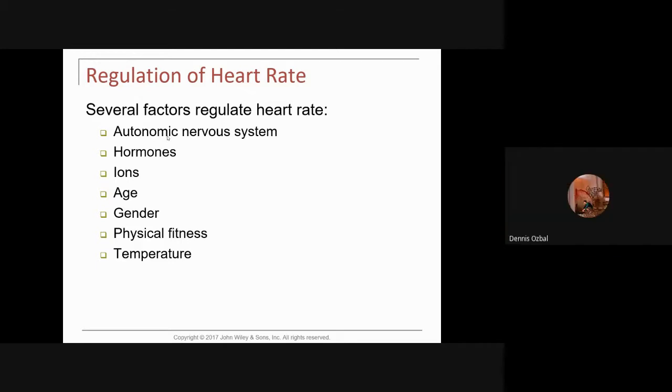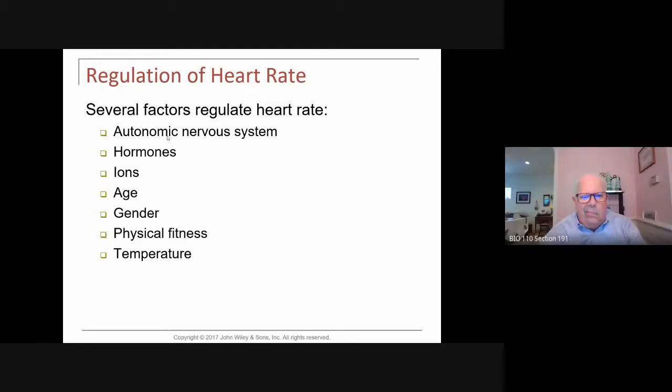True. Okay. What about males and females? What do you think? Who has a faster heartbeat, males or females?